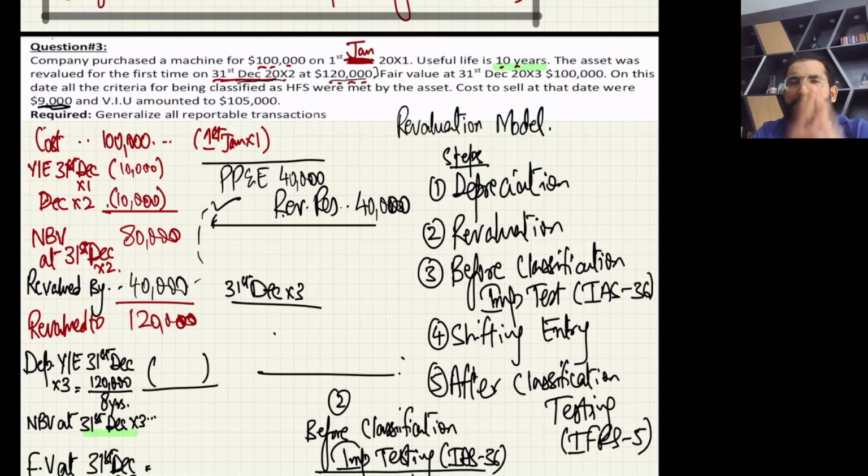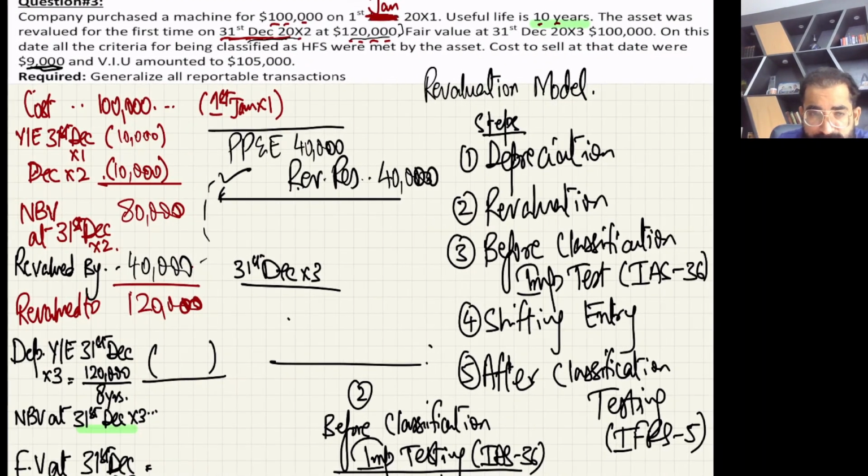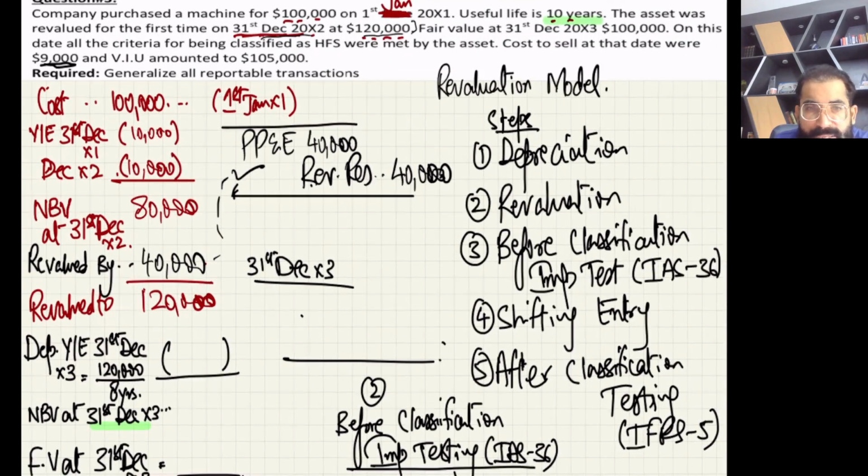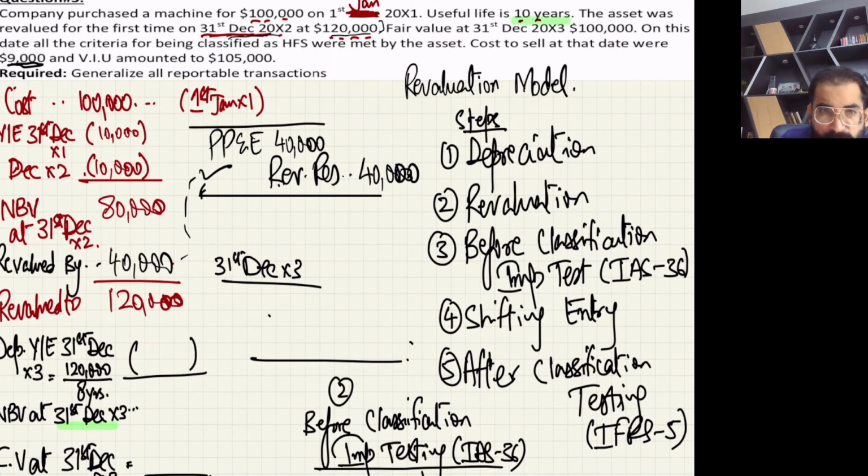Now the next thing is, once you revalue the asset, the updated amount you will use for future depreciation: updated amount divided by remaining life. The remaining life now is 8 years and the updated amount is 120,000. See the screen. So it will be 120 divided by 8 years, which is 15,000. So 120 minus 15, you will get an NBV of 105,000 at 31st December X3.